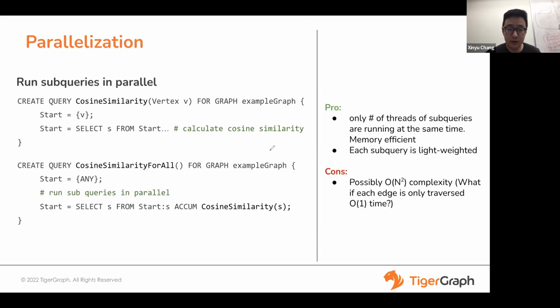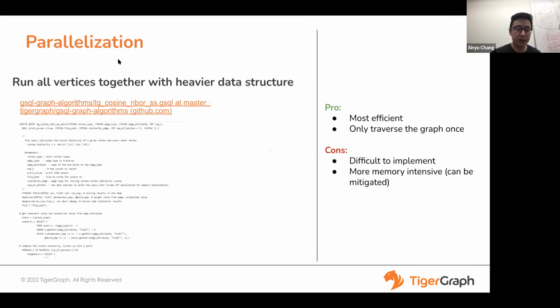Okay. And then the next thing is, what's the best way of writing the query? The most recommended way is usually to run all the vertices together with a heavier data structure, so that you can differentiate, based on this data structure, which vertex the data is coming from. One good example is the graph algorithm implementation of the cosine similarity. You can see it's relatively more complex than other ways of writing queries. But the pro is that it's the most efficient, and you only traverse the graph once. The con is that it's a little bit difficult to implement.